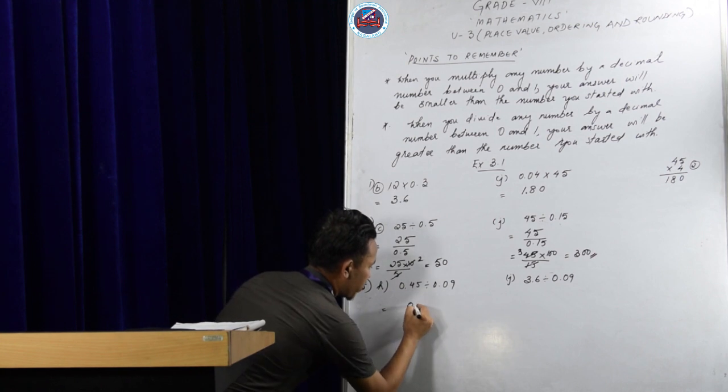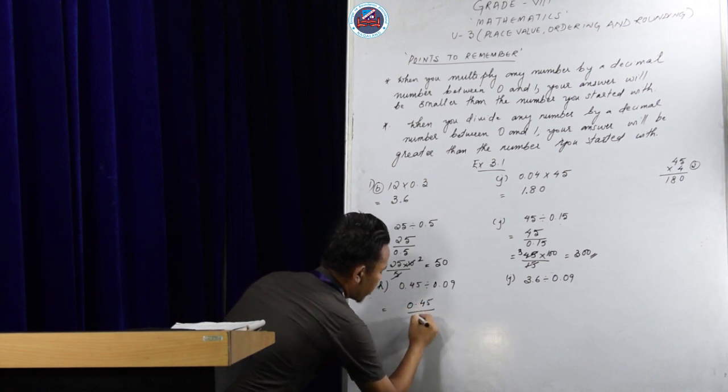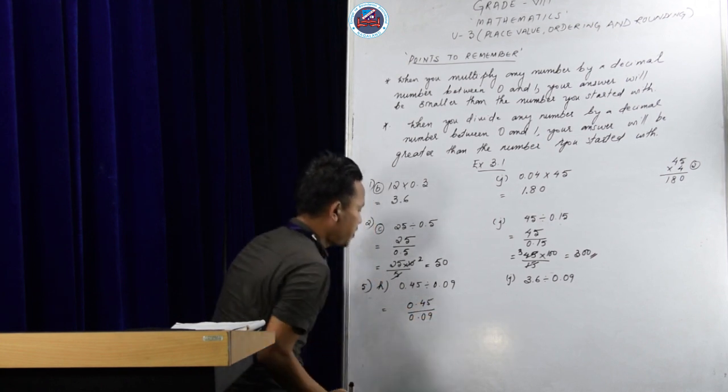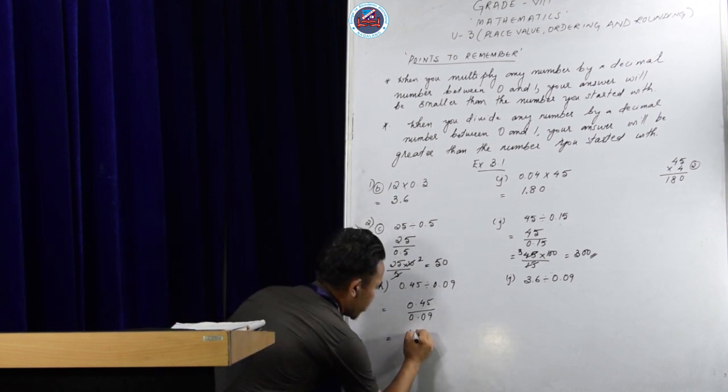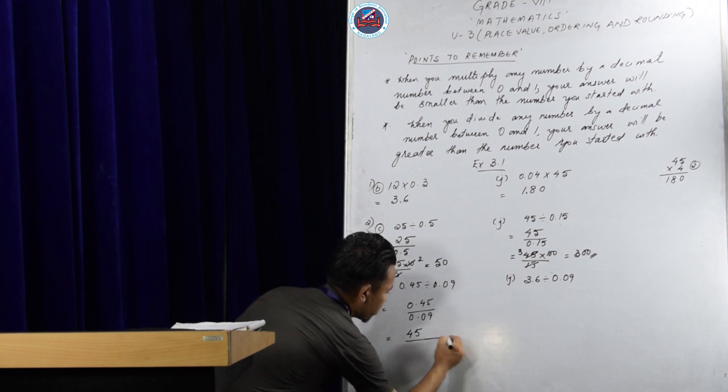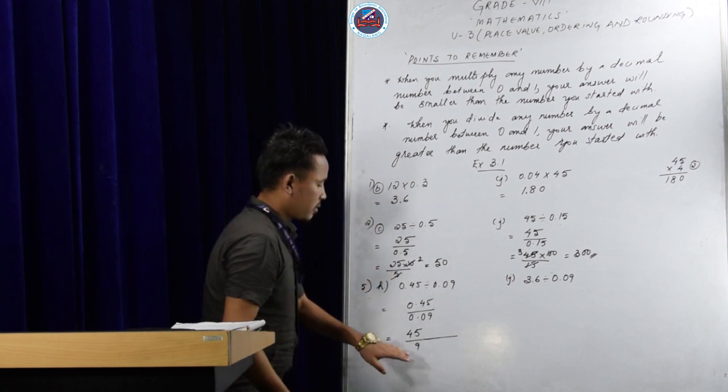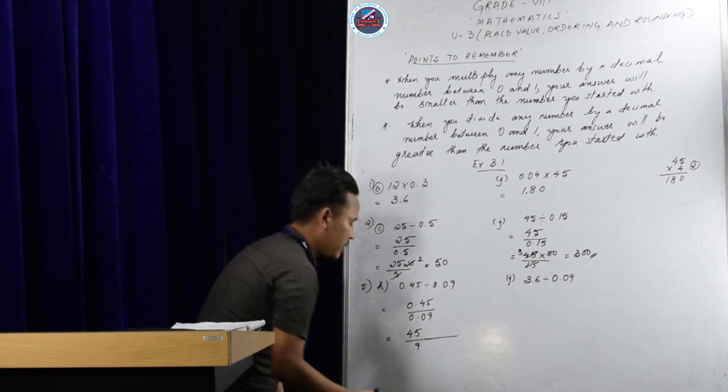That is 0.45 divided by 0.09, correct? Let's remove the point. I remove the point, that is 45 by 9, only numbers.